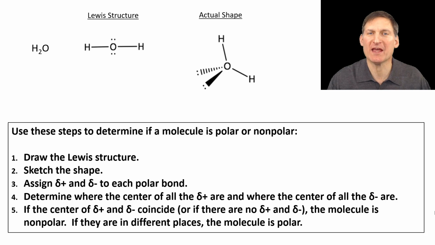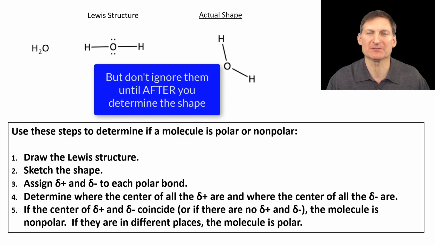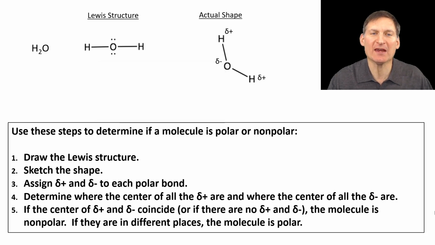Therefore, once we've determined the actual shape, we can imagine the unshared pairs are not there. Just focus on the bonds. So for step 3, we add in the partial charges. In each of the two bonds, the hydrogen is less electronegative and therefore partially positive, and the oxygen is partially negative. For step 4, we realize the center of negative is directly on the oxygen, since that was the only partial negative.